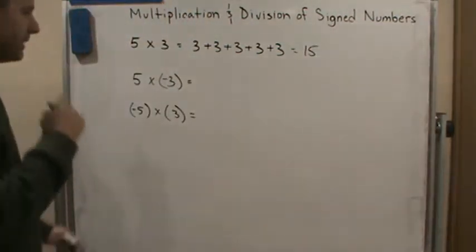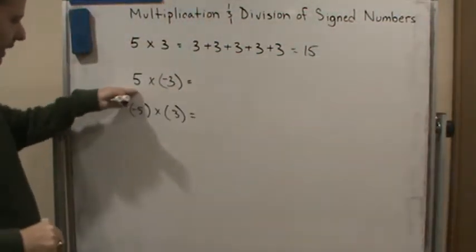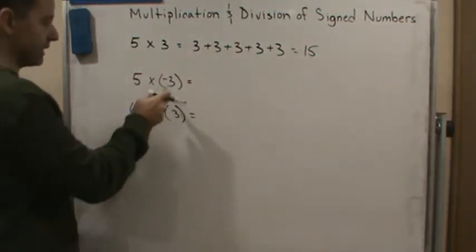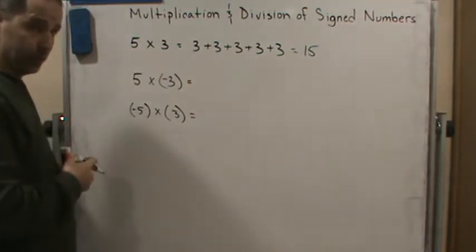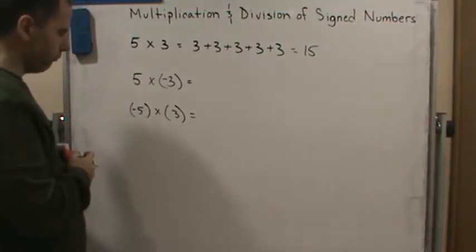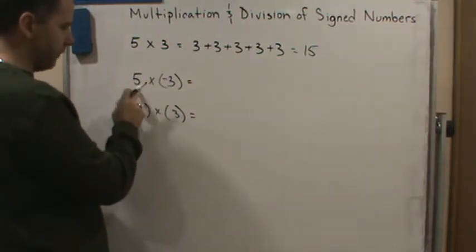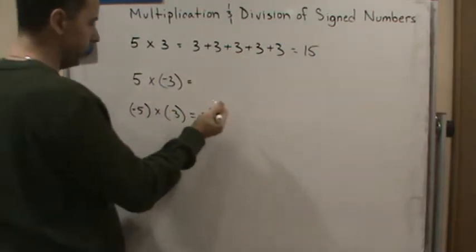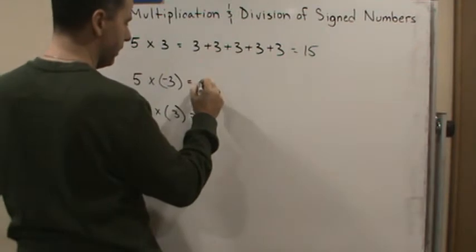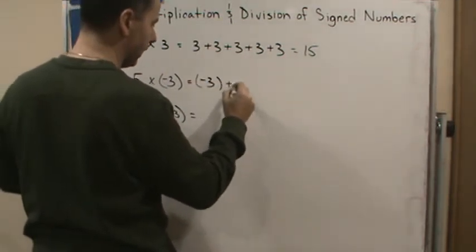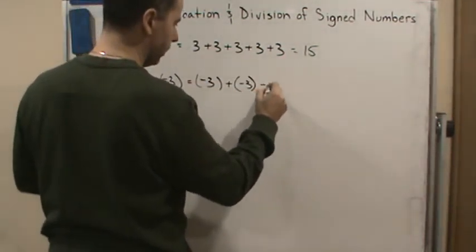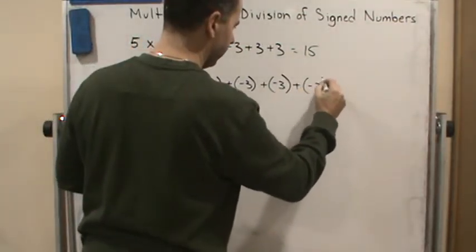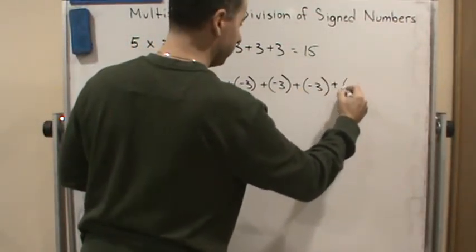Okay, now what happens here when we have something like this? Well, we still think of it the same way, but now we're dealing with signed values, right? 5 groups, so 5 times negative 3 is 5 groups of negative 3. So what are we doing? That means I have negative 3 plus negative 3 plus negative 3 plus negative 3 plus negative 3.